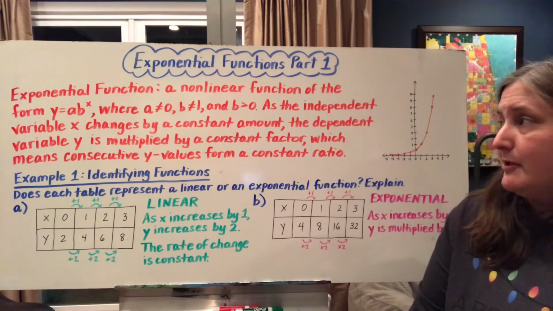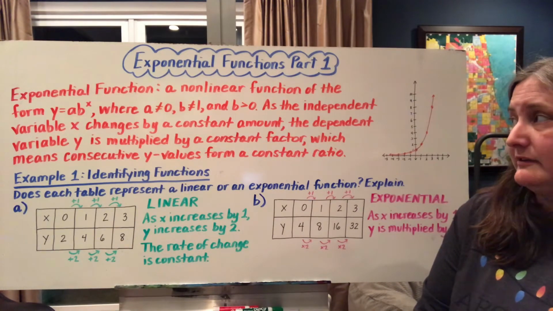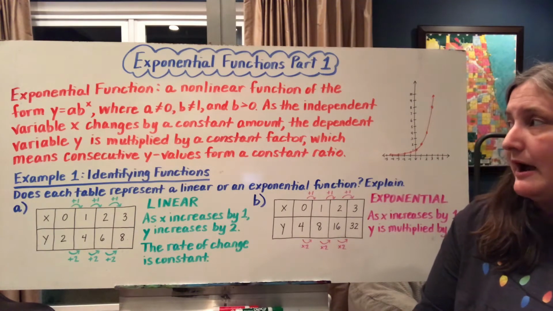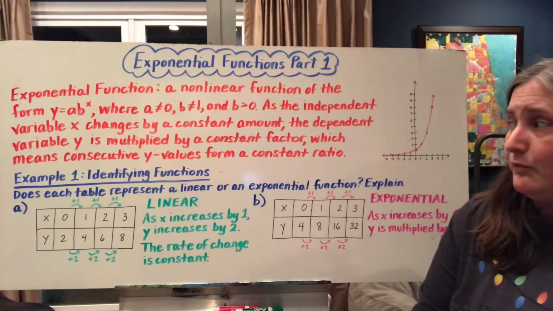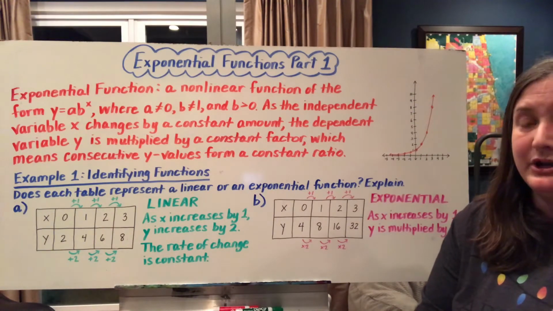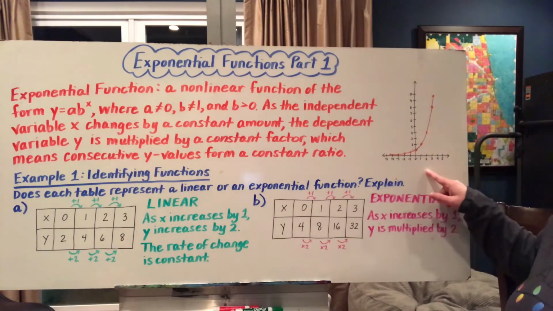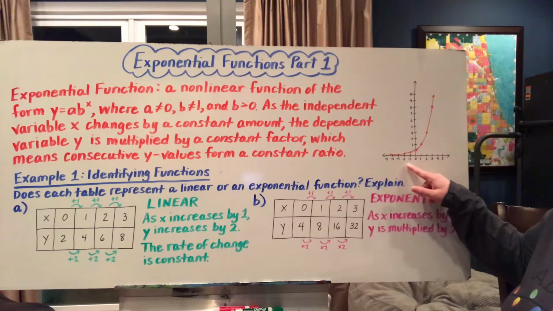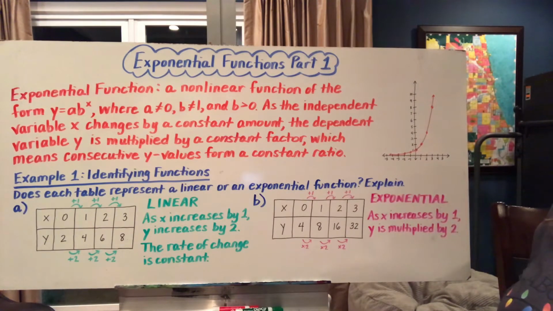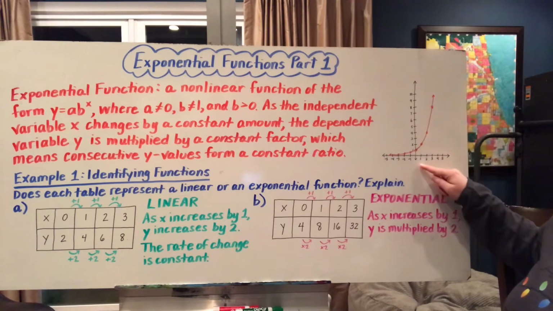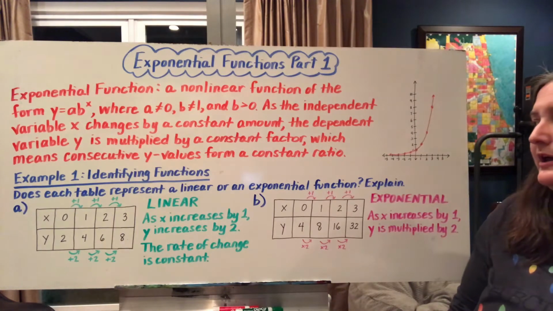In this type of problem, the independent variable, your x, changes by a constant amount, and the dependent variable, or y, is multiplied by a constant factor, which means that the consecutive y values form a constant ratio. And the graph of an exponential function will look like this. As my x values are going up, the y values are being multiplied by a constant factor. So they are getting progressively larger as we get larger x values here.